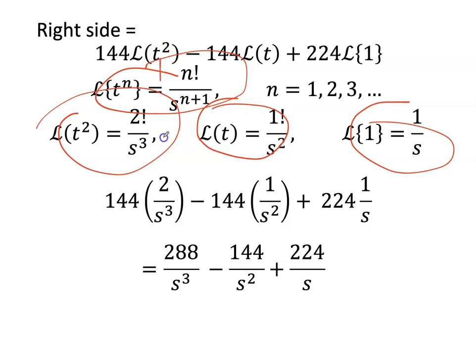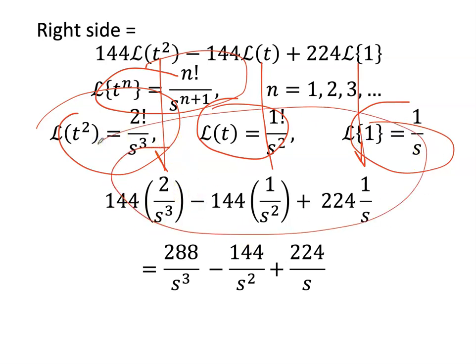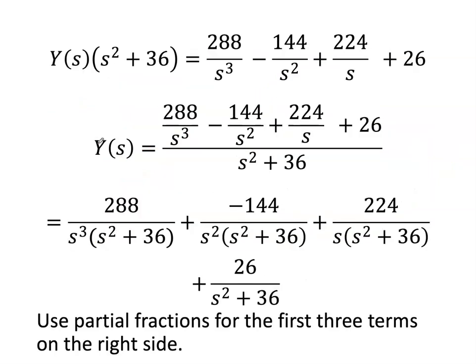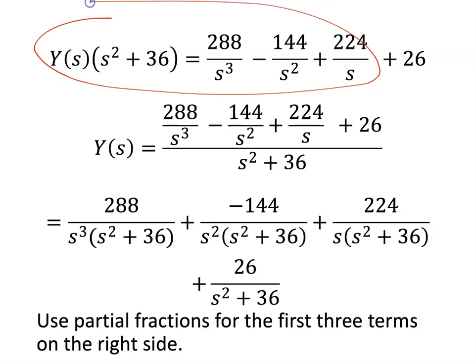So we plug these in for L of t squared, for L of t, and L of 1. And this is what we end up with: 144 times 2 over s cubed minus 144 times 1 over s squared plus 224 times 1 over s. In other words, 288 over s cubed minus 144 over s squared plus 224 over s. So here's our equation after doing all that math.